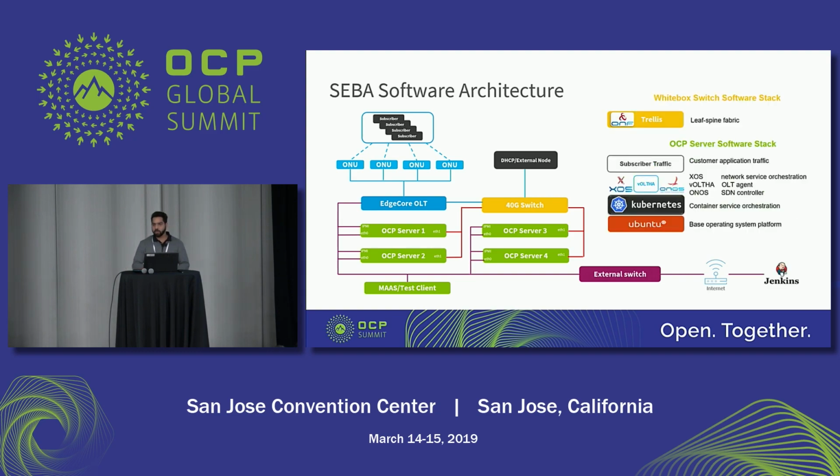Now let's go to what is the software stack which we are using over here. As mentioned by Saurabh about the open source software stack, here we are using the SEBA, which has multiple components such as Ubuntu for base operating system deployment. There is a Kubernetes server for service orchestration, and there are multiple agents such as XOS, VOLTHA, ONOS, and all of these running on top of the Kubernetes. And then there is subscriber traffic, which is the end-to-end application. And in terms of the switching, it's the leaf-spine Trellis network, which is supporting the SEBA.